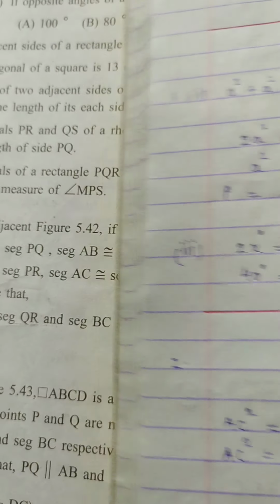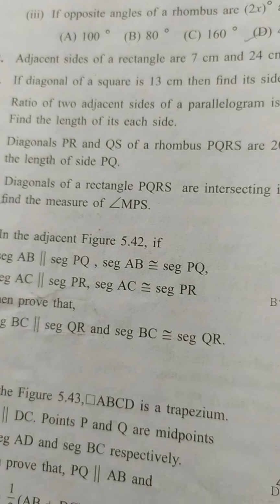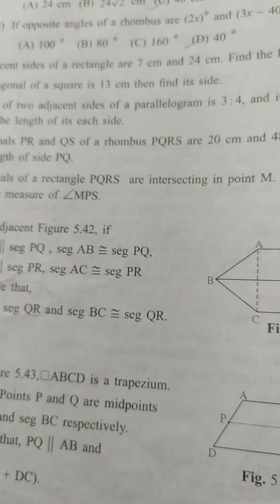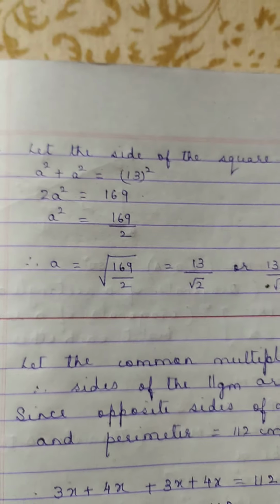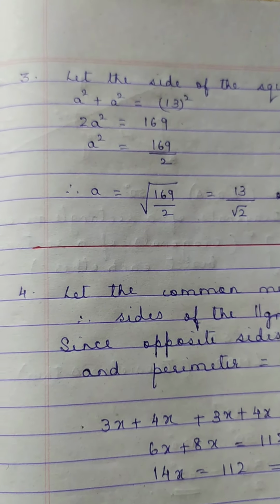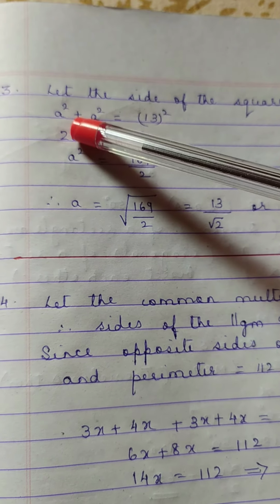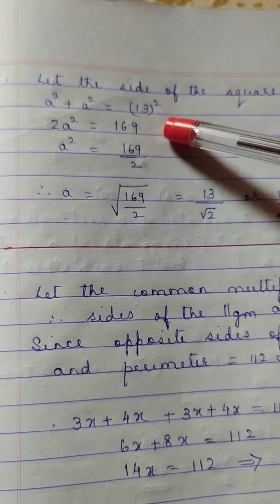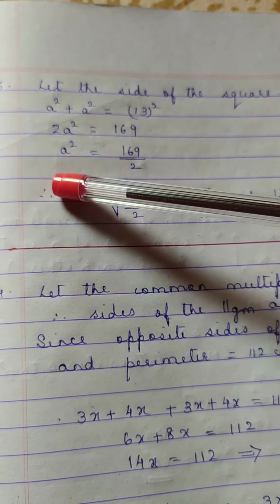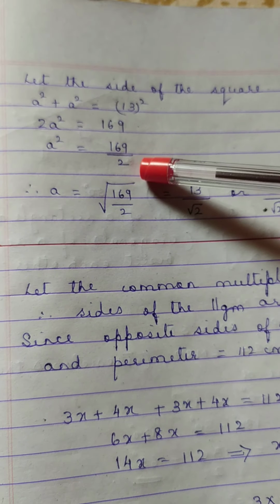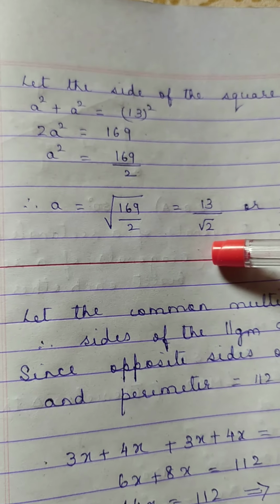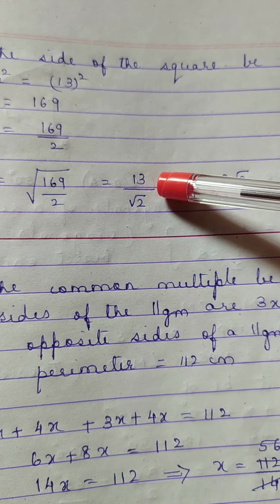Okay, very simple. Question number 3. If the diagonal of a square is 13 centimeters, find its side. Exactly as what you have done for the MCQ. There, the perimeter was asked. Here only the side is asked. So a square plus a square, which is 13 square. 2a square is 169. A square is 169 by 2, which is 13 by root 2, because root 169 we know is 13.